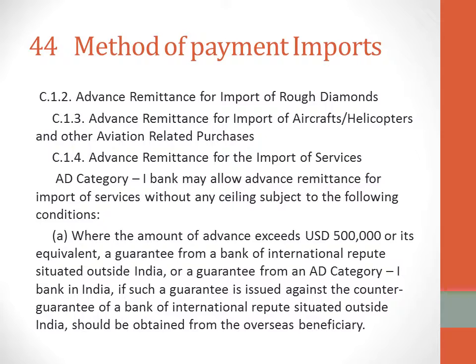AD Category 1 bank may allow advance remittance for import of services without any ceiling, subject to the following conditions. Where the amount of advance exceeds $500,000 or its equivalent, a guarantee from a bank of international repute situated outside India or a guarantee from an AD Category 1 bank in India, if such a guarantee is issued against the counter guarantee of a bank of international repute situated outside India, should be obtained from the overseas beneficiary.